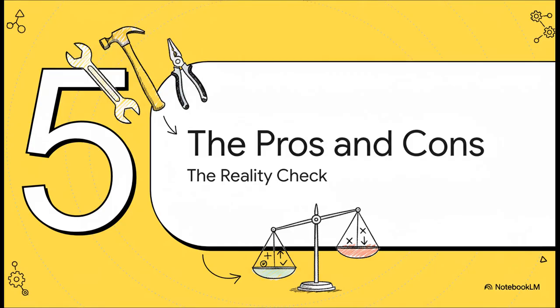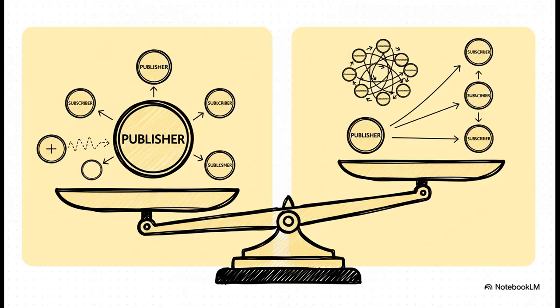But like any tool in the toolbox, it's not a silver bullet. It's not perfect for every single situation. So it's time for a little reality check. Let's talk about the pros and the cons. So the biggest pro is definitely that flexibility we talked about, that loose coupling. You can add new subscribers all day long without ever touching the publisher. That's huge. But there's a con.